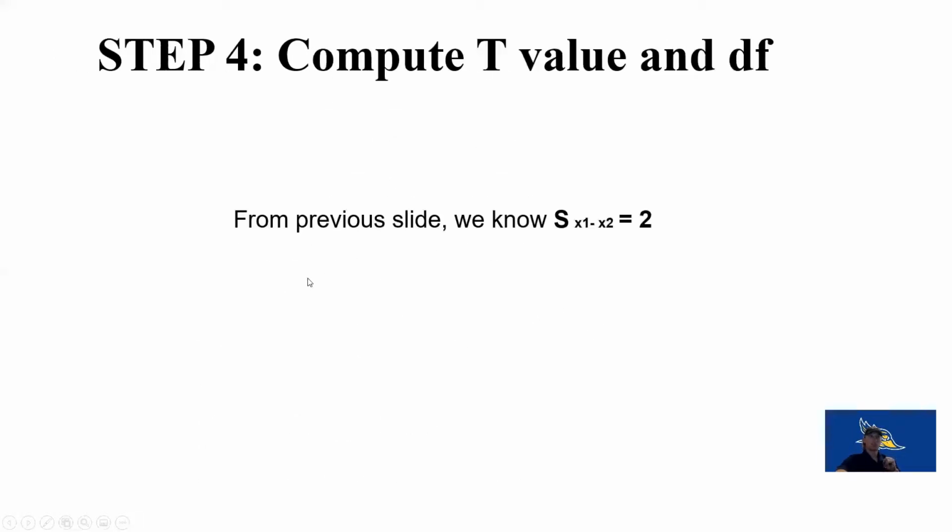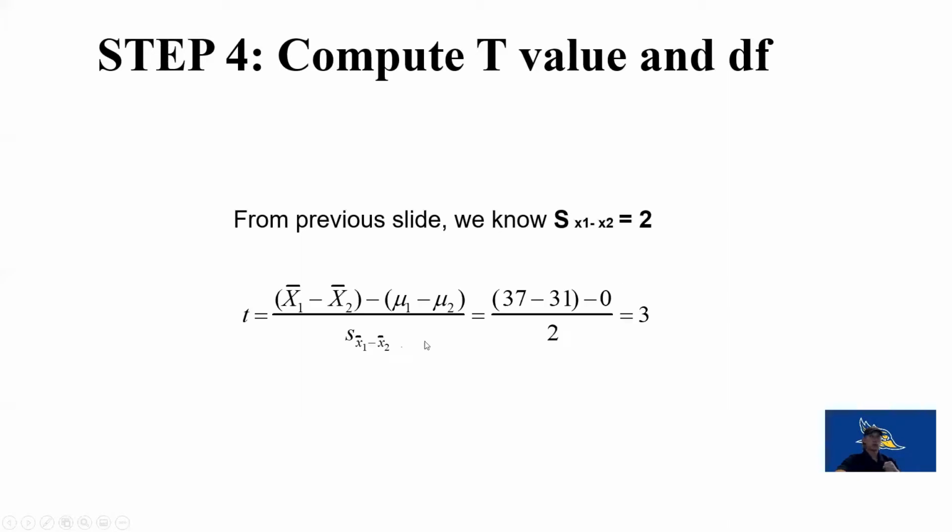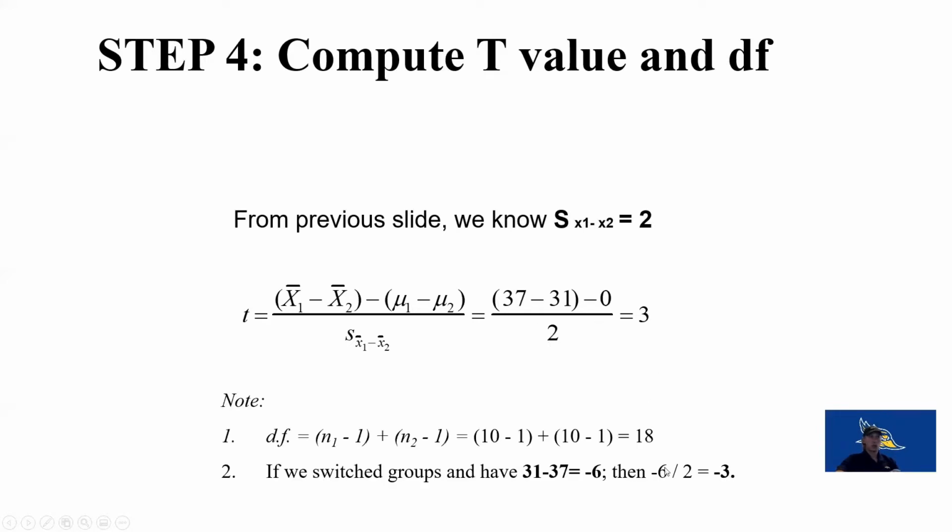Okay. We know the standard error is 2. We know the mean difference is 6. So that gives us a t-statistic of 3. A t-statistic of 3. If we switched the groups, we would have had a t-statistic of -3.